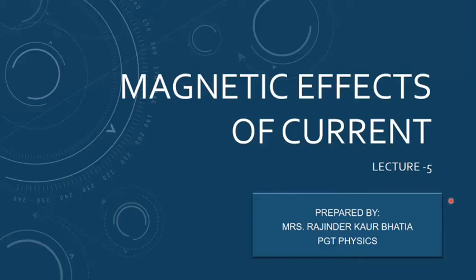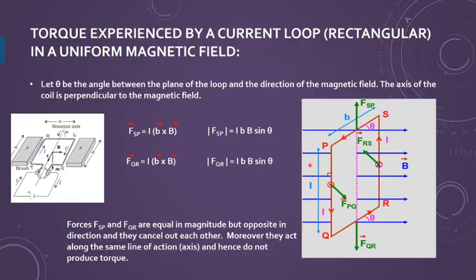In continuation, magnetic effects of current. In the previous class we discussed the Lorentz force. Whenever a current carrying conductor is in a magnetic field, the value of the force can be calculated. That is always given by ILB, where L is the length. The same principle we have to use.